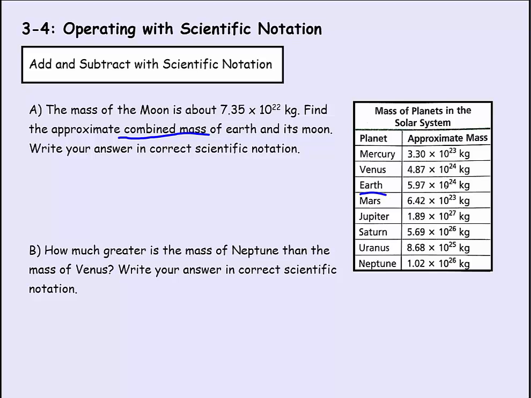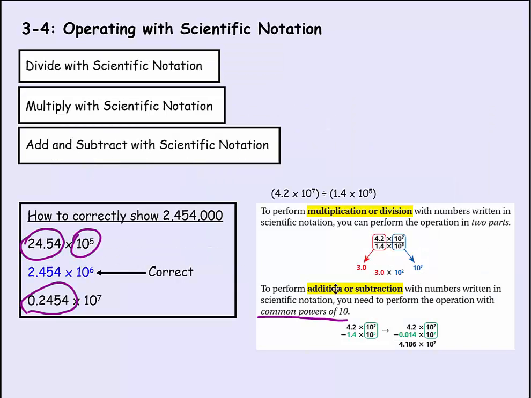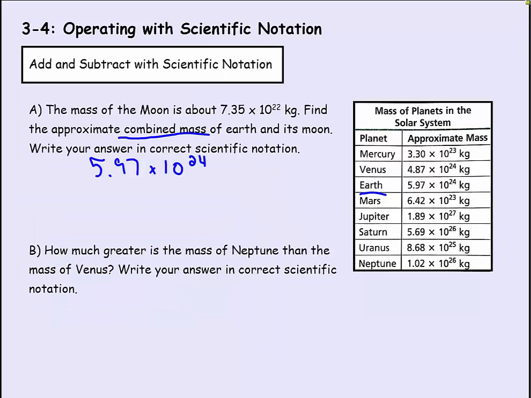Well, the Earth is 5.97 times 10 to the 24th. And we notice that the moon does not match up with the power of 10 for this one, and we said that with addition and subtraction they have to have common powers of 10. So there's two ways you can do this. We can drop this down to 22 by changing this around, or we could change this around and make this times 10 to the 24th. Here's a little hint for you. It's almost always easier to make the number bigger to match this one.